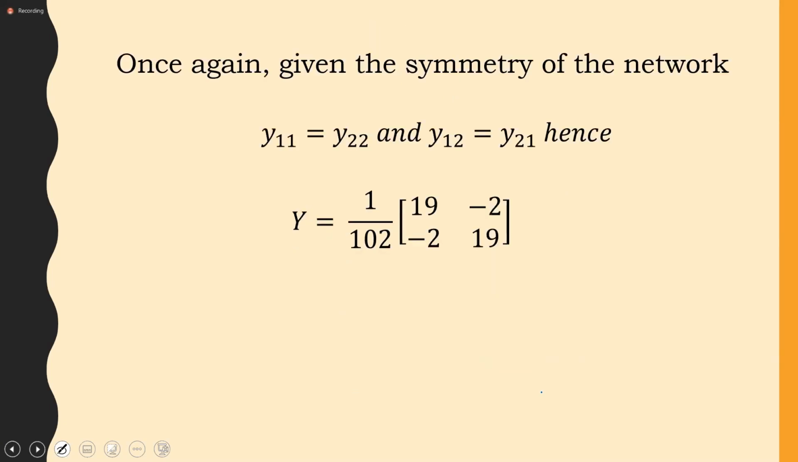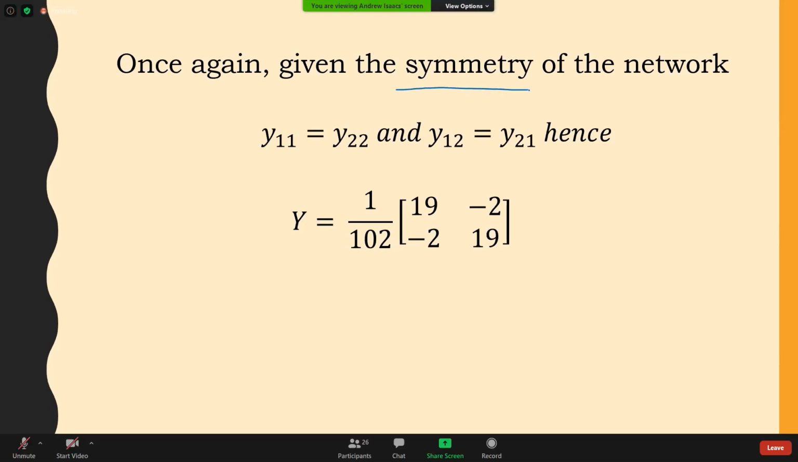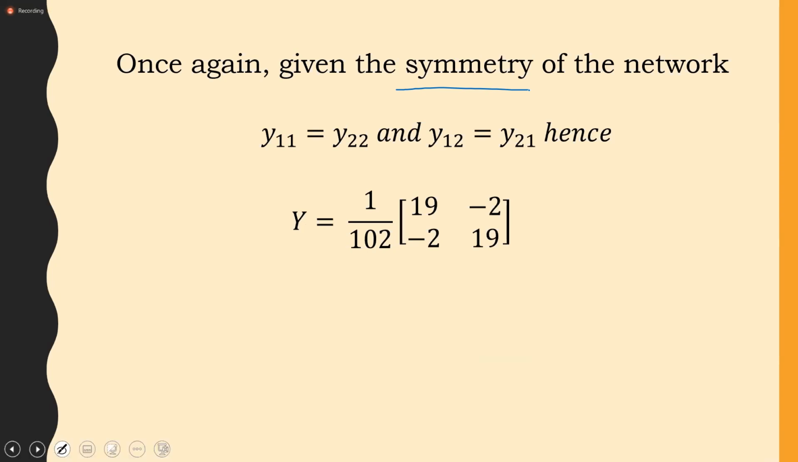We have already established that the circuit was symmetrical. So it means, therefore, that Y11 would be equal to Y22 and Y12 would be equal to Y21. You see, first principle, deriving the values, first principle. All right, so you now have this as your admittance matrix.